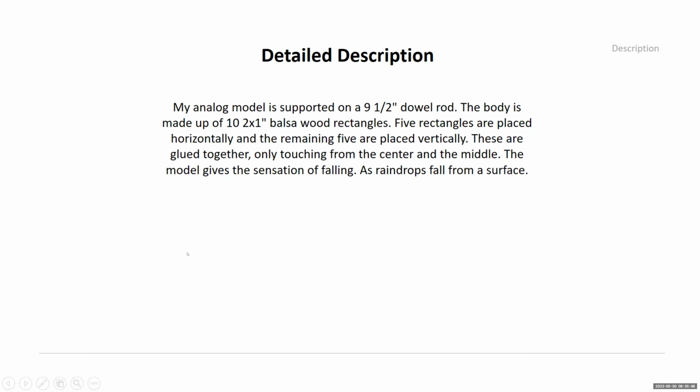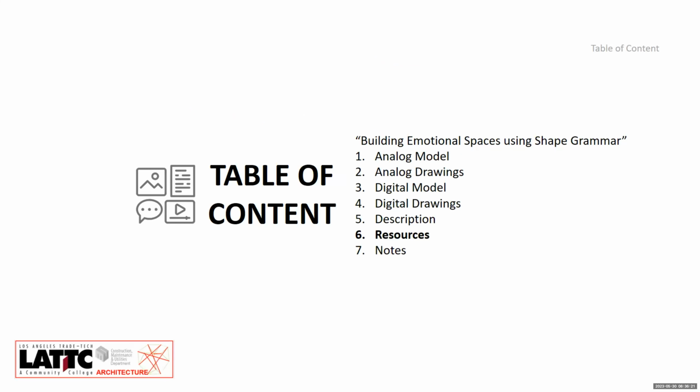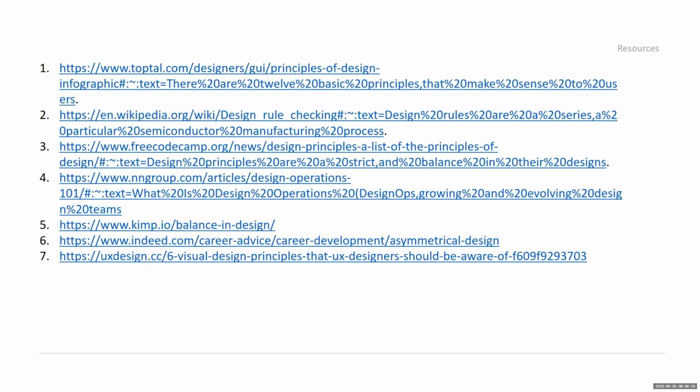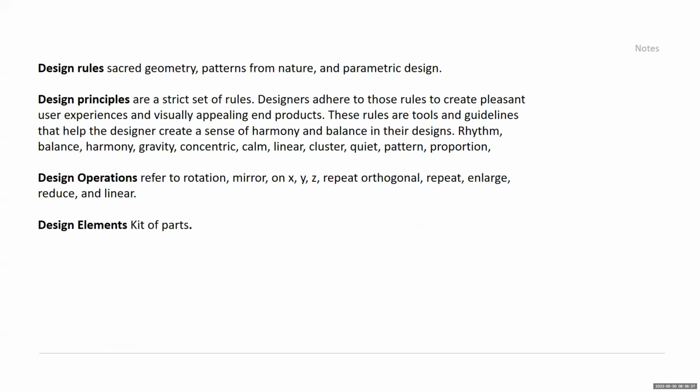The detailed description of my analog model is that it is supported on a 9.5-inch doweled rod. The body is made up of 10 2x1 inch balsa wood rectangles. 5 rectangles are placed horizontally, and the remaining 5 are placed vertically. These are glued together, only touching from the center and the middle. The model gives the sensation of falling, as raindrops fall from a surface. These are the resources that I used and some other notes.